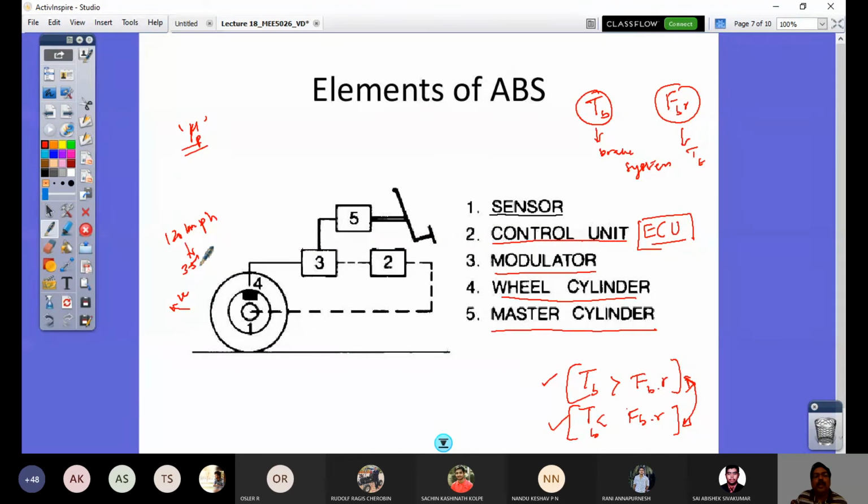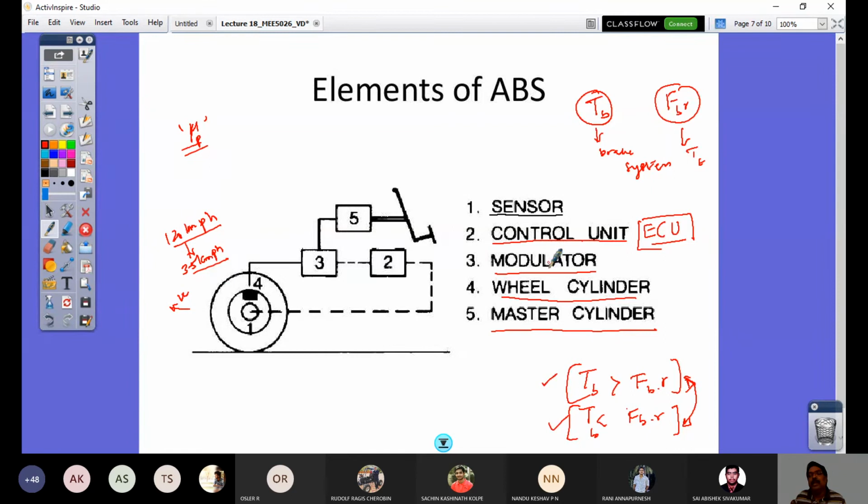So after your speed is brought to a very slow value, ABS function is not needed, right? At that time, automatically the activation of ABS would be stopped. That is also taken care of by this ECU. So there will be a minimum speed, and that speed is what is being sensed here by the sensor, that this 120 kilometers per hour reduces to this corresponding omega value in the wheel.